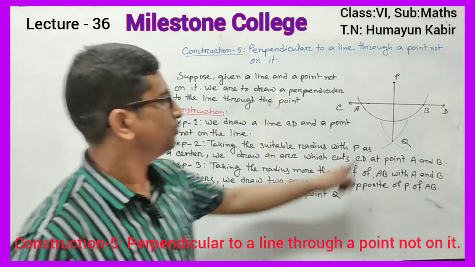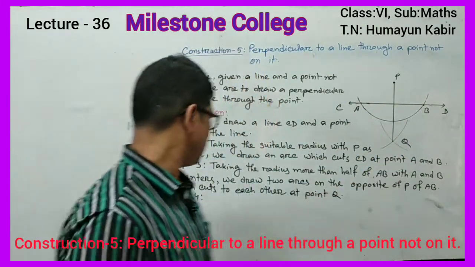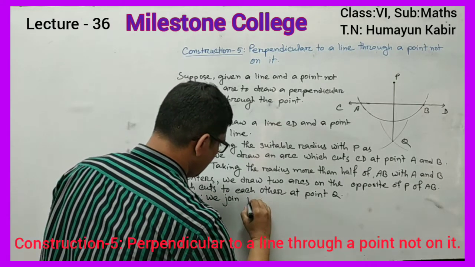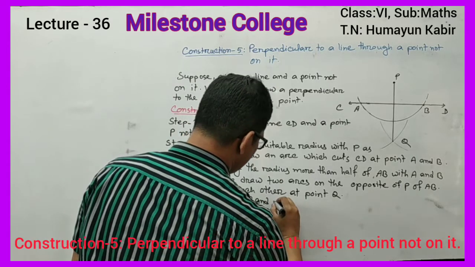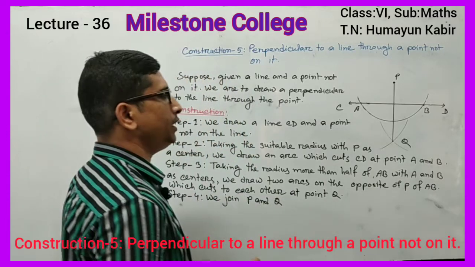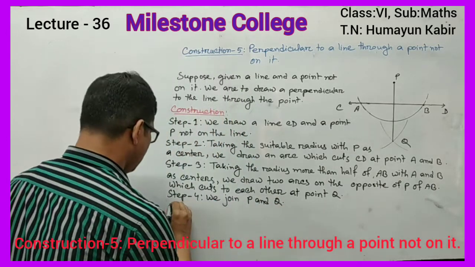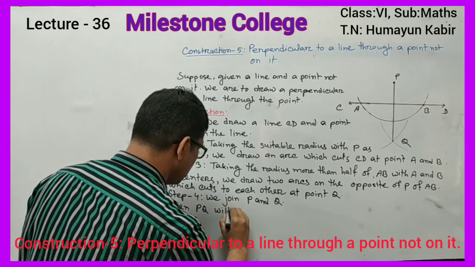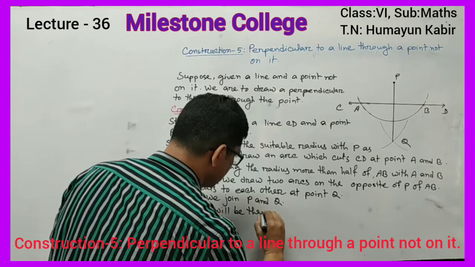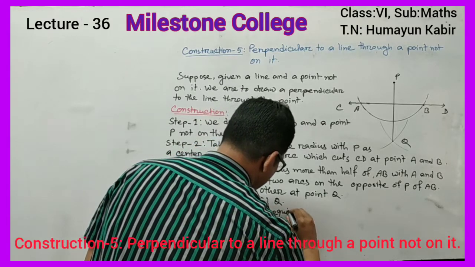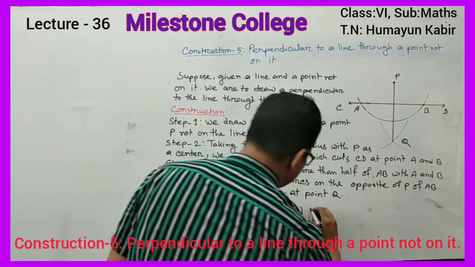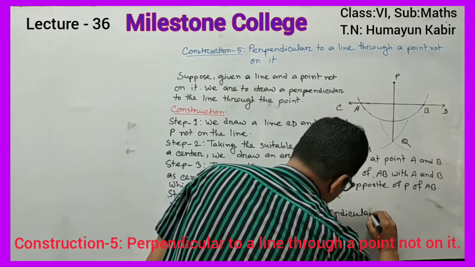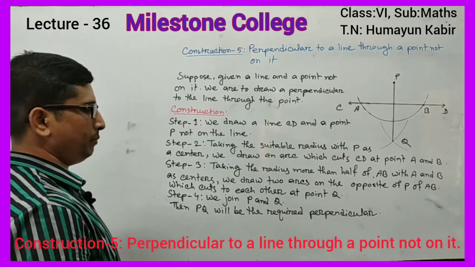Now step 4. In step 4, what will we do? We join P and Q. Then PQ will be the required perpendicular.